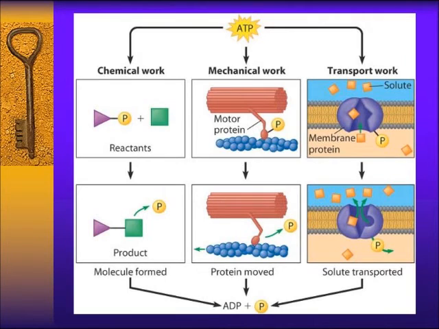ATP is involved in a lot of chemical reactions. It can be used for chemical work to make reactants combine to form products. It can be used in mechanical work to make proteins move and allows our muscles to work and other chemicals to move about our bodies. It can be used for transport work, as you saw in the sodium-potassium pump earlier this week. The phosphate group that sticks onto the channel protein allows for sodium and potassium to be transported across the plasma membrane. So these are just a couple examples of how we use ATP in our cells on a regular basis.